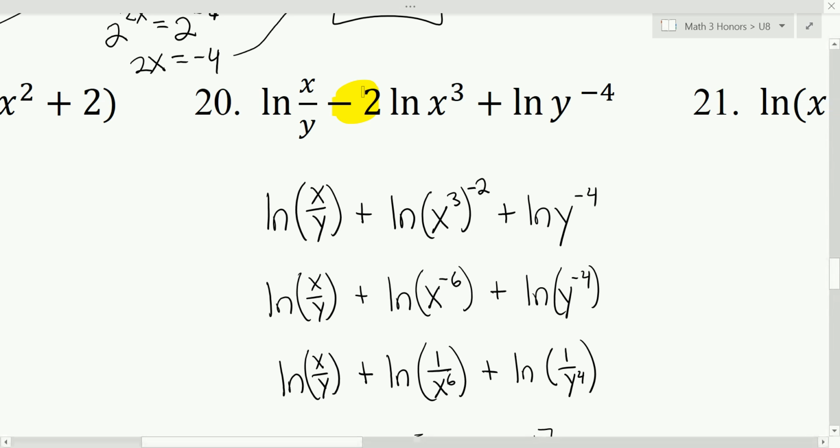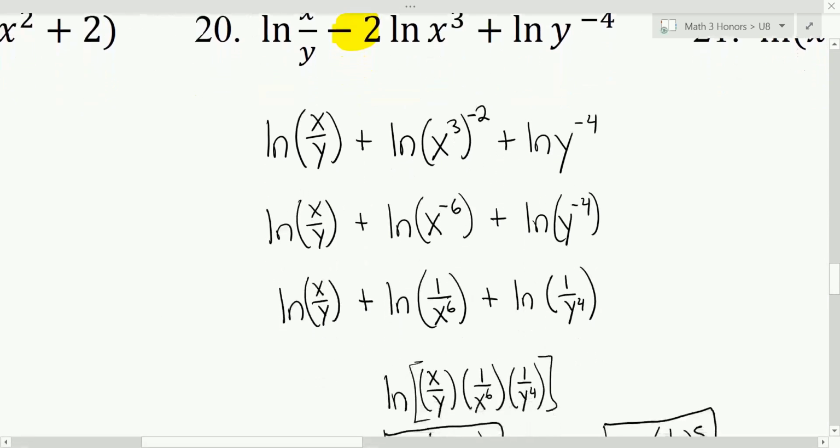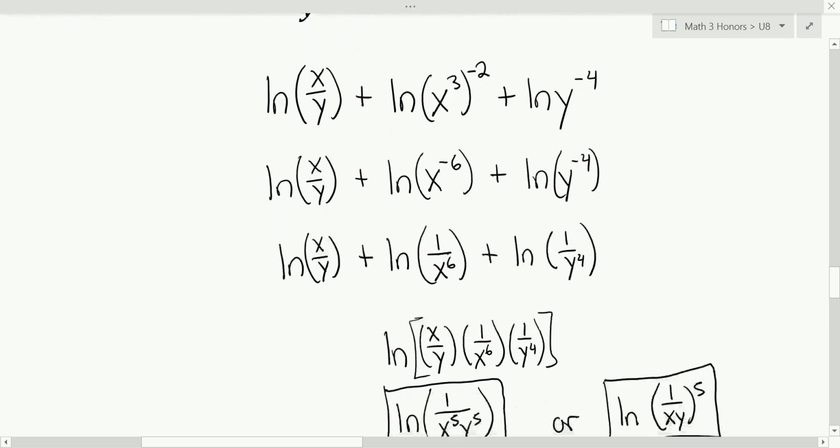Then I'm using law of exponents, so 3 times -2 is -6. And then at that point, I can add these, but it's the product property. When I add them, I'm going to be multiplying all 3 of these together. And so I got it. I changed this to 1 over x to the 6th. I changed that to 1 over y to the 4th. And then I wrote it as 1 natural log, but it's the product of the 3. And then you reduce the fraction.